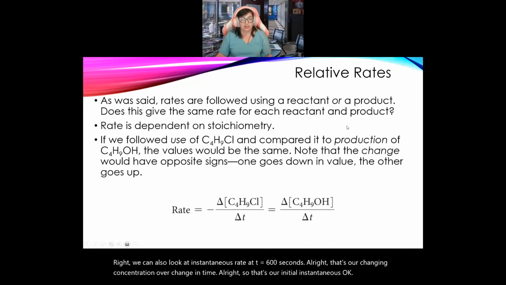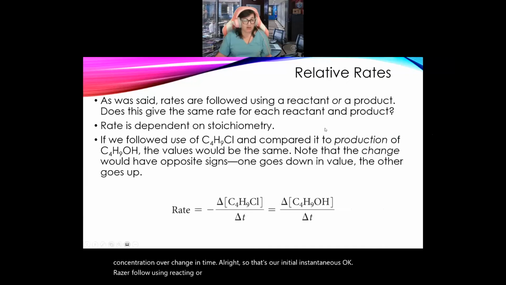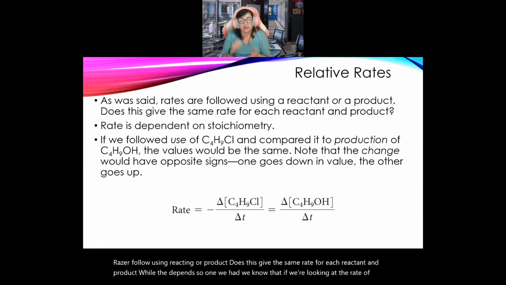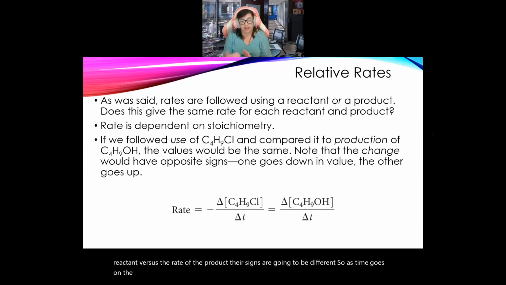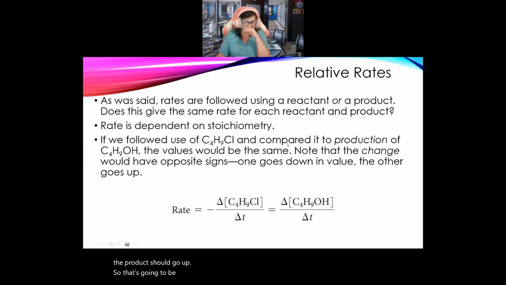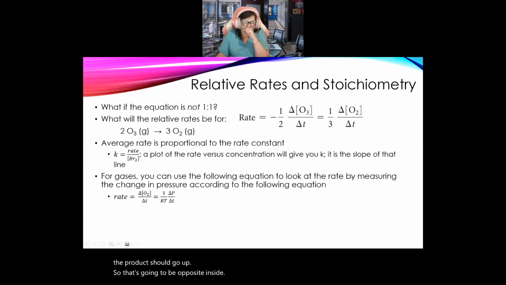Rates are followed using a reactant or a product. Does this give the same rate for each reactant and product? Well, that depends. One, we know that if we're looking at the rate of the reactant versus the rate of the product, their signs are going to be different. As time goes on, the concentration of the reactant should go down. As time goes on, the concentration of the product should go up. So that's going to be opposite in sign. The other thing we have to think about is what's the reaction stoichiometry.